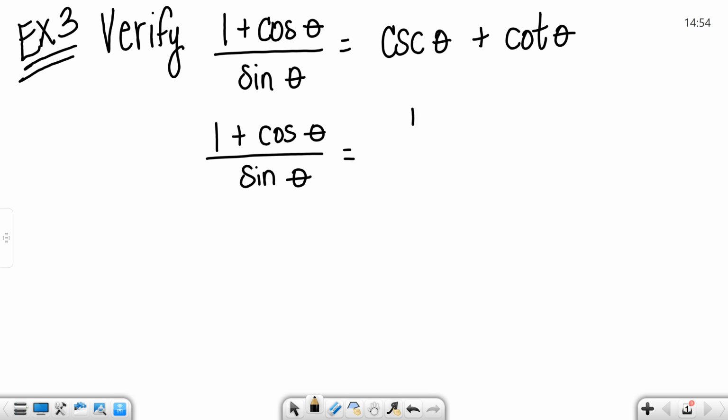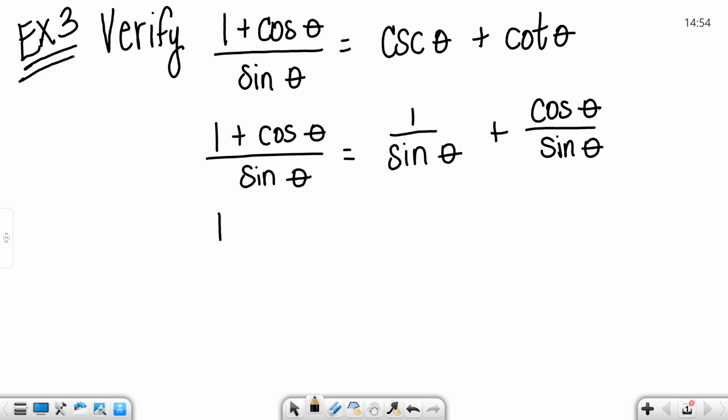All right, I know cosecant is 1 over the sine. And I know cotangent is cosine over the sine. Okay, this is looking promising. This left-hand side is just going to come down, not doing anything to this side.